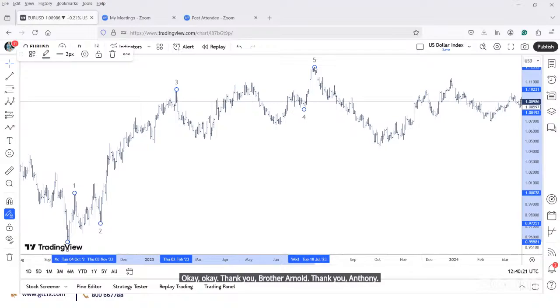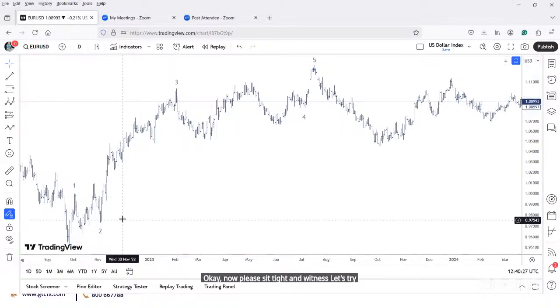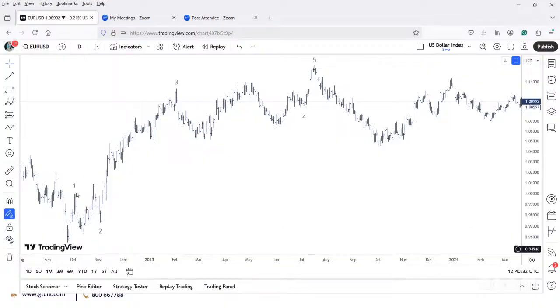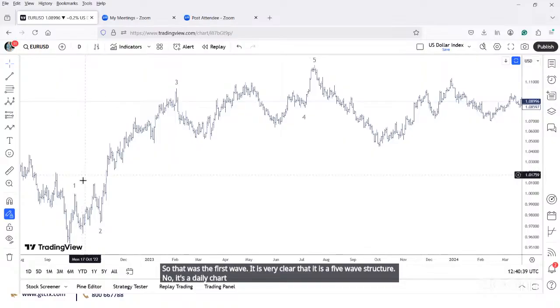Okay, now please sit tight and witness. Let's try and identify what corrective patterns it has formed. So that was the first wave. It is very clear that it is a five wave structure. Now it's a daily chart, so we cannot see the subdivisions of the five waves, but it is a clear impulse, five waves.